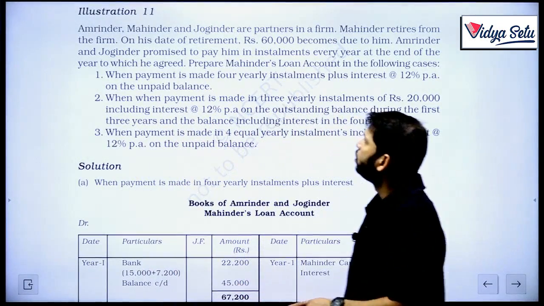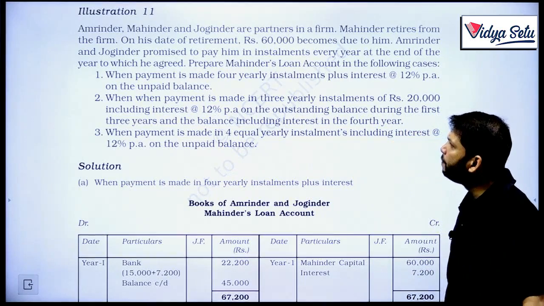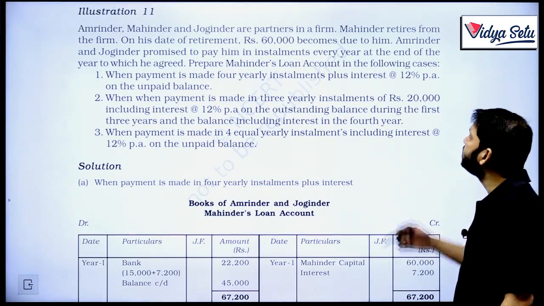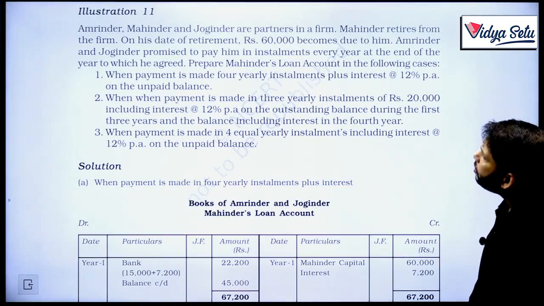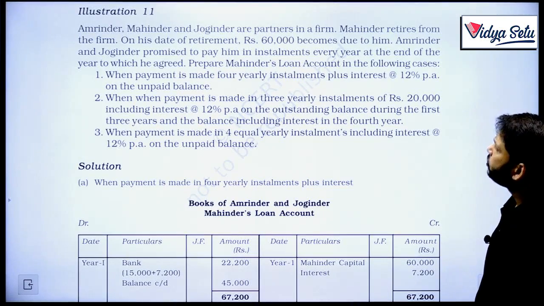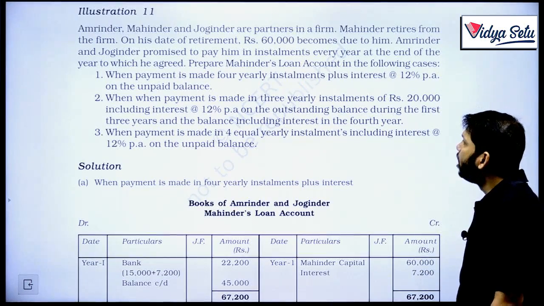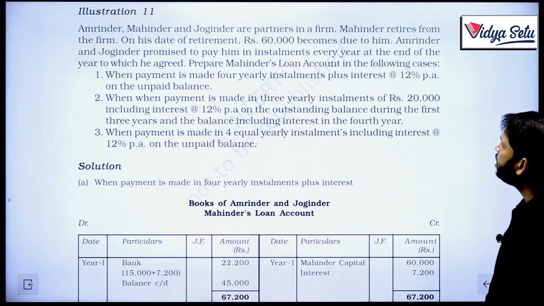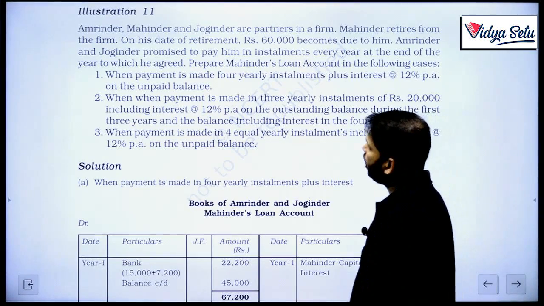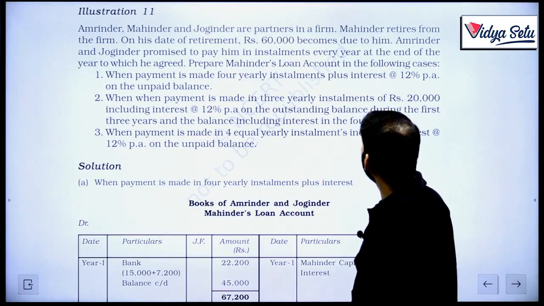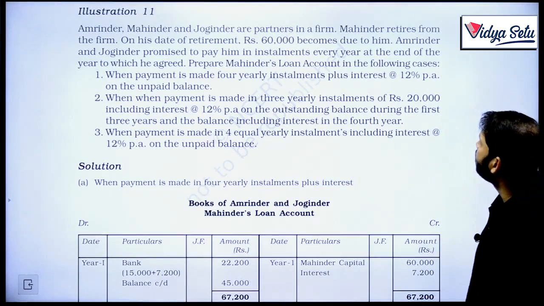Yes, so illustration 11: Amrinder, Mahinder and Joginder are partners in a firm. Mahinder, the middle one, retires from the firm. On the date of retirement, rupees 60,000 becomes due to him. Amrinder and Joginder promise to pay him in installments every year at the end of the year, to which he agreed. Prepare Mahinder's loan account in the following cases.